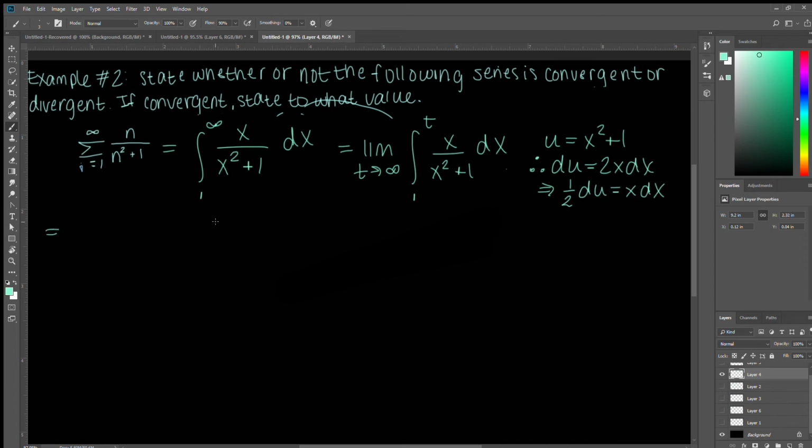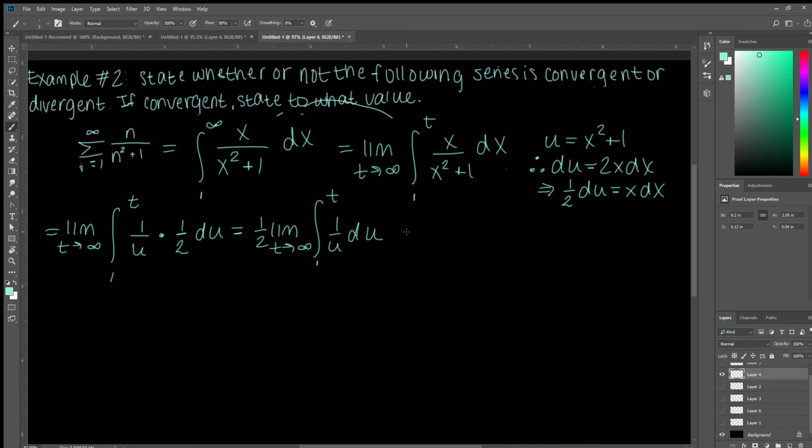So rewriting this indefinite integral with the u substitution, we're going to be getting the limit as t approaches infinity of the integral from 1 to t of 1 over u times 1/2 du. And just simplifying everything out, we're going to have 1/2 times the limit as t approaches infinity of the integral from 1 to t of 1 over u du. And that's just going to give us 1/2 of the limit as t goes to infinity of the natural log of x squared plus 1, because we're plugging in our u substitution back, evaluated from 1 to t.